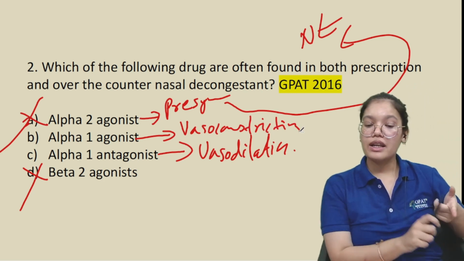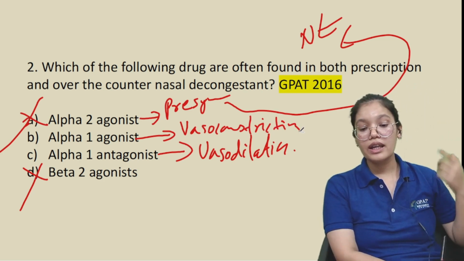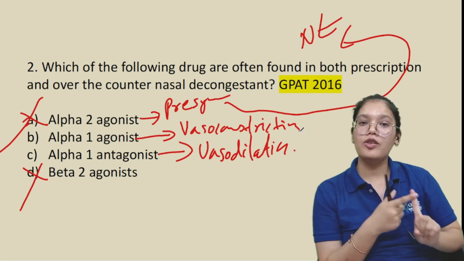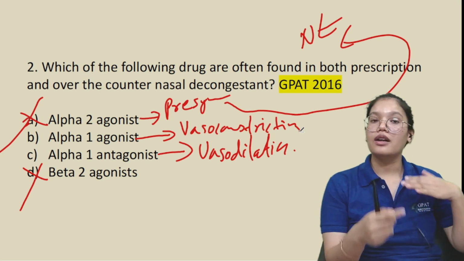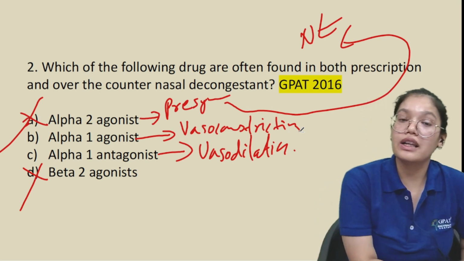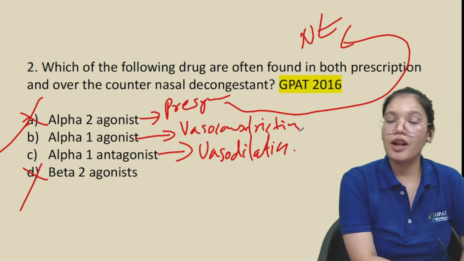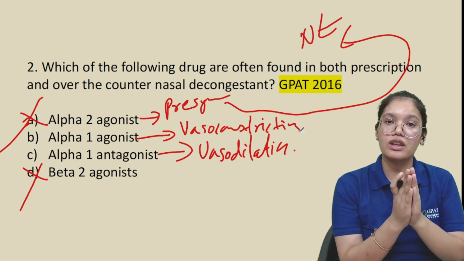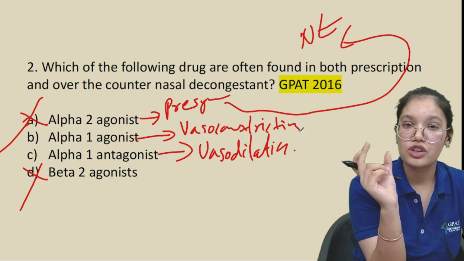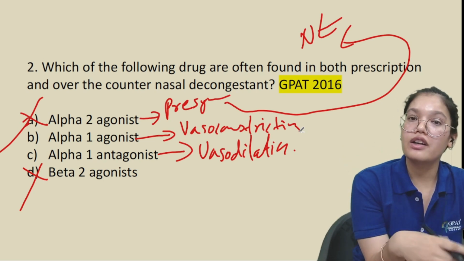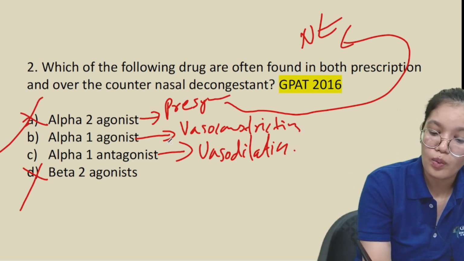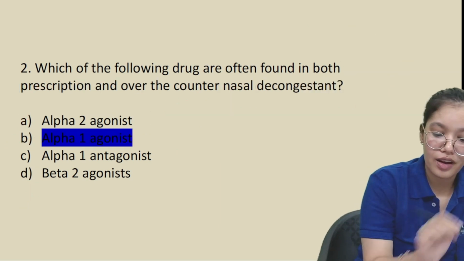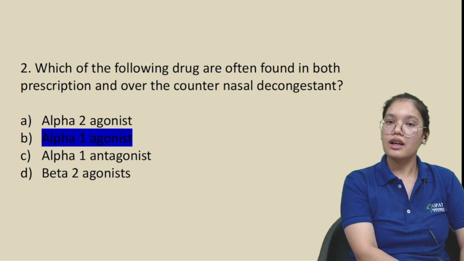So in nasal congestion we have swelling and inflammation. To get relief from that swelling and inflammation, we need constriction of the blood vessels, or constriction of the swelling. So here we need a constrictor. Vasoconstrictor action is of alpha-1. So alpha-1 will be the answer for this question.